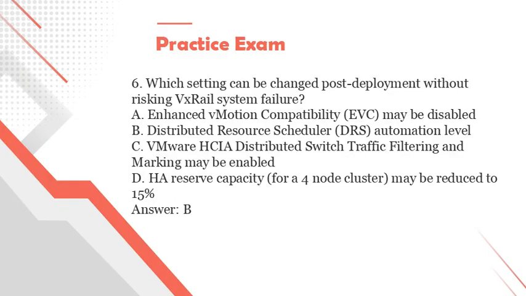6. Which setting can be changed post-deployment without risking VxRail system failure? A. Enhanced vMotion Compatibility, EVC, may be disabled. B. Distributed Resource Scheduler, DRS, automation level. C. VMware vSphere distributed switch traffic filtering and marking may be enabled. D. HA reserve capacity, for a 4-node cluster, may be reduced to 15%. Answer: B.